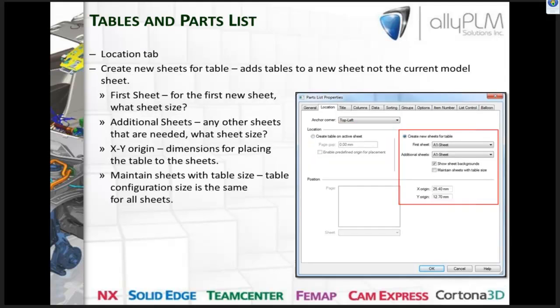With the new sheets, though, you can choose the position of it, your X and Y position. You can also choose to place it on new sheets. You can pick the size of the first sheet, as well as any additional sheets that the table might extend onto. And then you have the option to turn on and off the sheet backgrounds and maintain the sheets with the table size. So I'll show you all this in a minute as well.